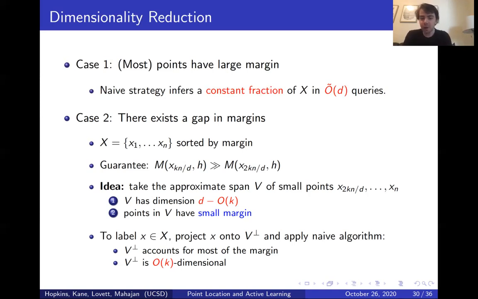And why does this work? Well, because V is all small margin, V perp basically accounts for almost all of the margin of our points. And further, V perp is O of k dimensional. So applying the naive algorithm only takes about O of k queries. So as long as we can verifiably find V perp, we'd be done.